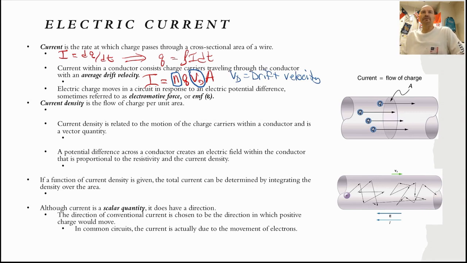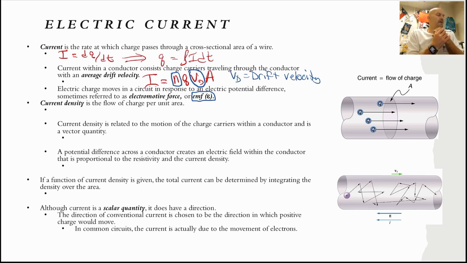So electric charge will move through the circuit in response to the potential difference, which we sometimes call the electromotive force, or EMF. Okay, EMF or electromotive force is just a fancy way to say the voltage source. Now there's going to be a difference between voltage and EMF, and we'll get into that in a little bit, I think in a couple videos.